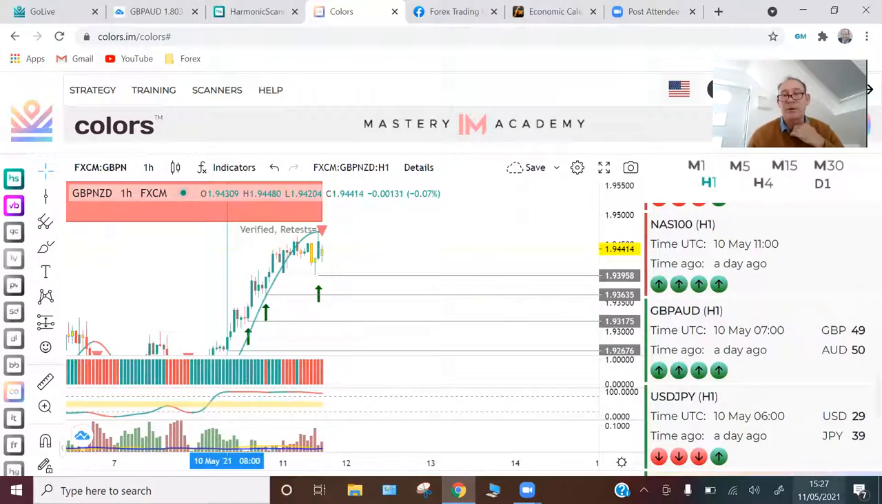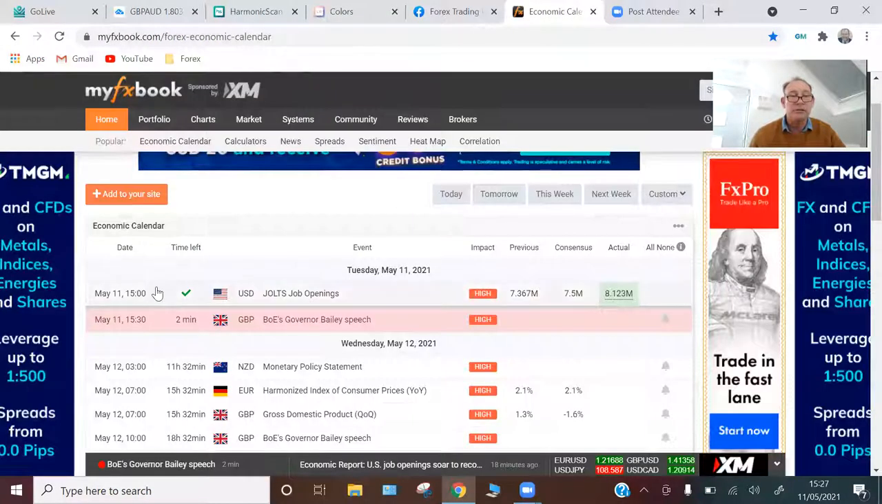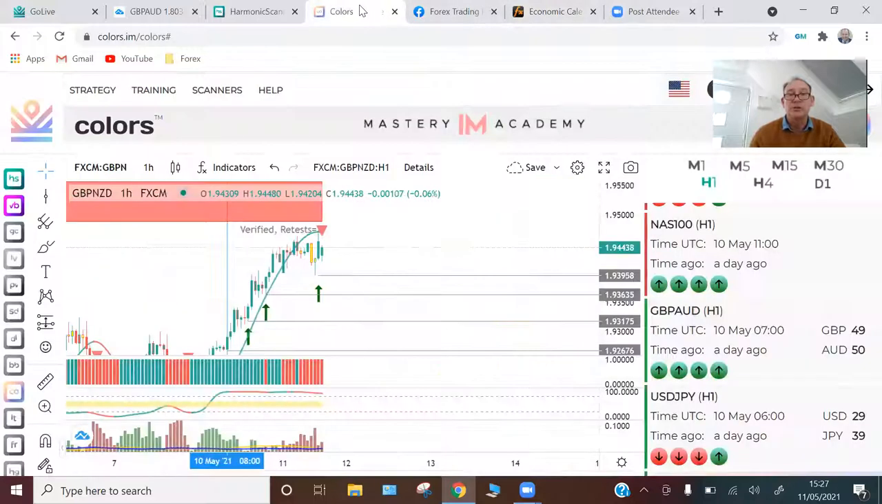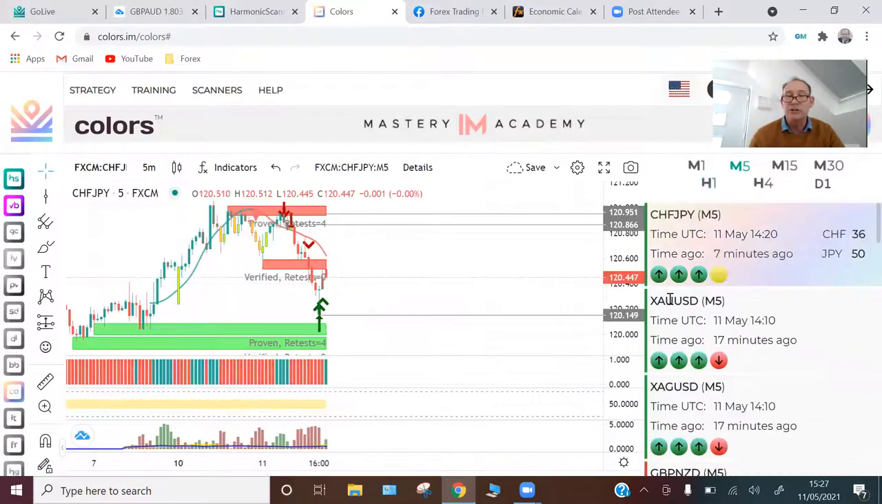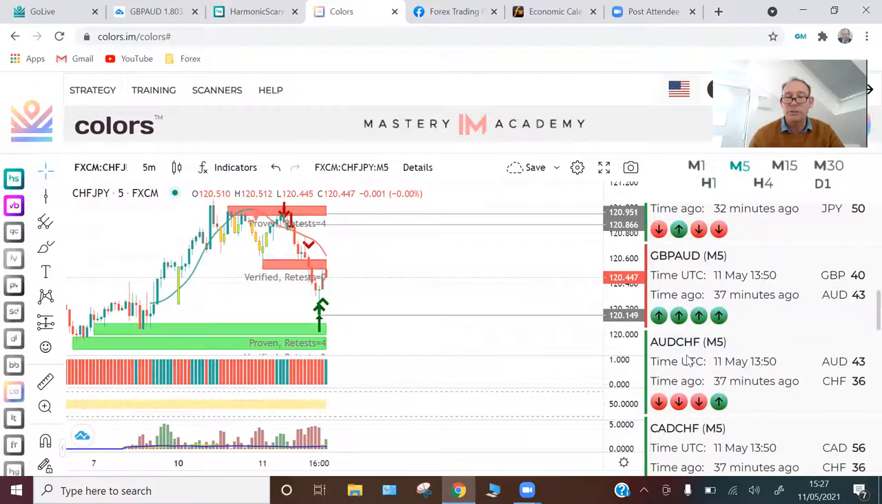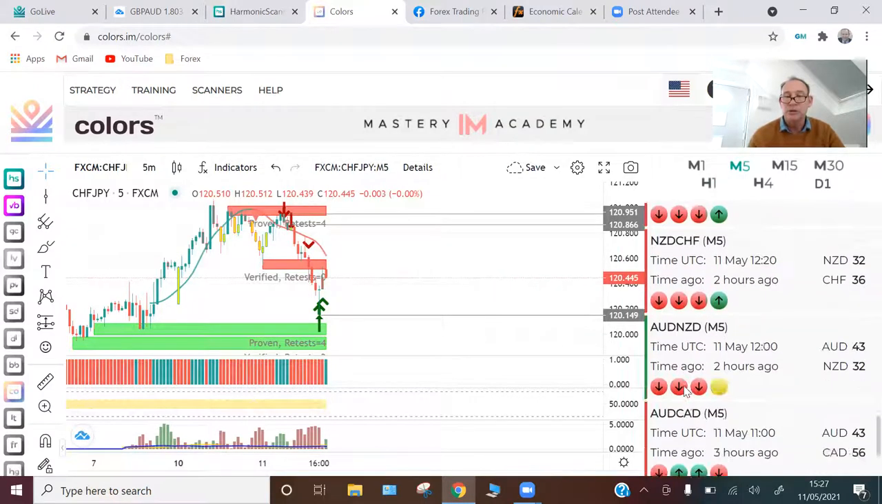Now, just to let you know, ladies and gentlemen, expect high volatile news in about 3 minutes' time. Show how I get that there. 2 minutes' time is a Governor Bailey speech to the UK, Great British Pound. So I want to look at these currencies. Let's just have a quick look on the 5 minute. So I was just looking at the Great British Pound pairs.